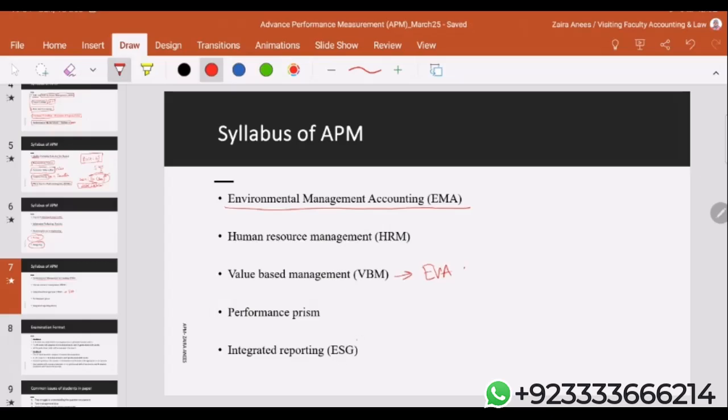Some business models like PEST analysis, SWOT analysis, Boston Consulting Group growth matrix, 7S model. I mean, there is a list of different models which you have already studied. Those are also part of the APM paper.